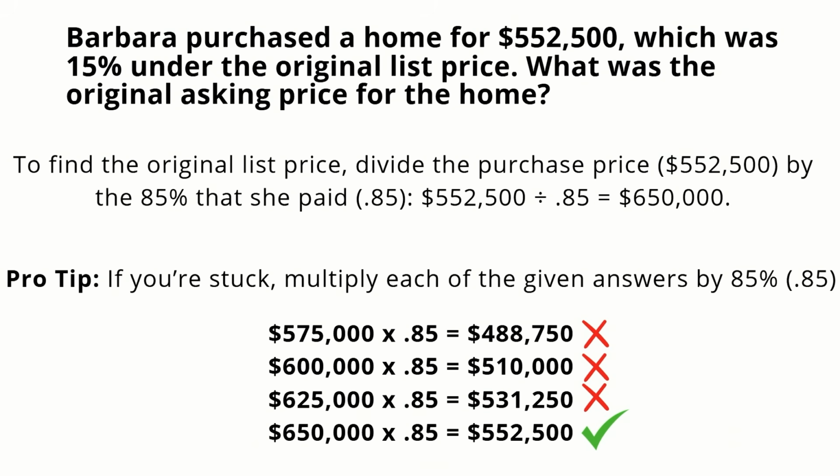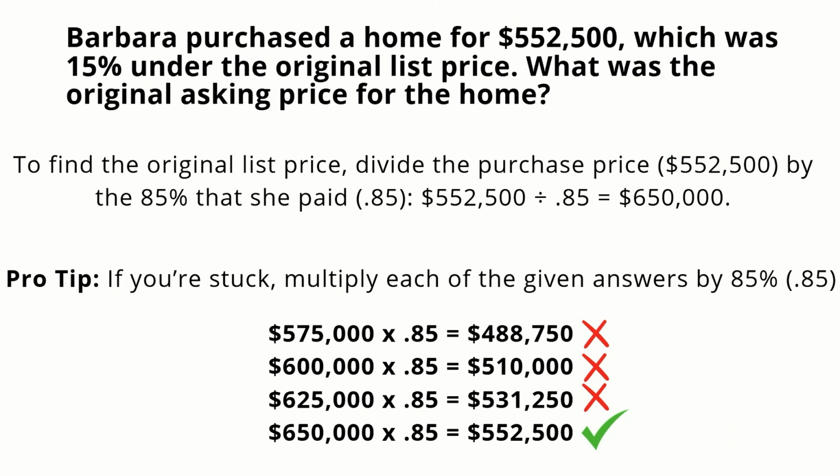To find the original list price, we divide the purchase price, which is $552,500, by the 85% that she paid, or 0.85. So if you look at this, which was 15% under the original list price, therefore she paid 85% of the original list price. So if you're trying to figure out what that number is, when you divide the purchase price by that 85%, or in other words, $552,500 divided by 0.85, you get $650,000.